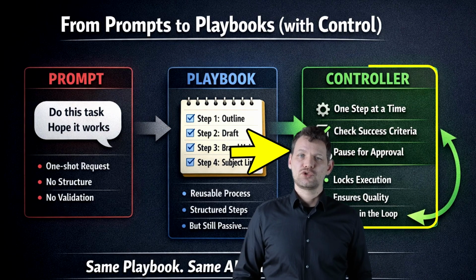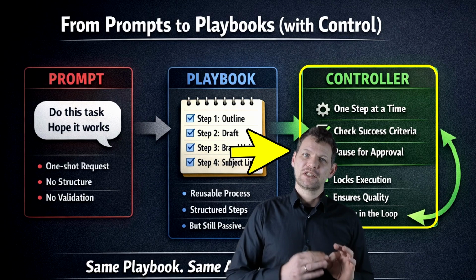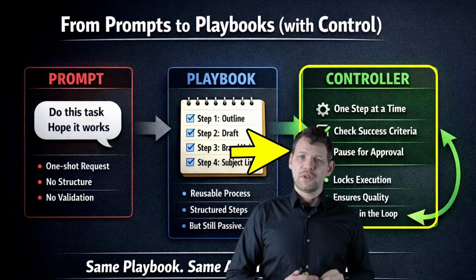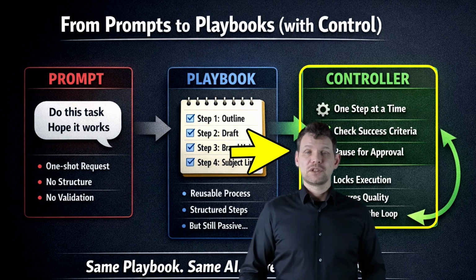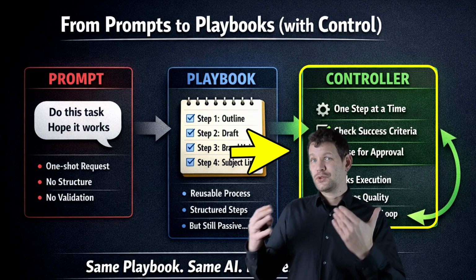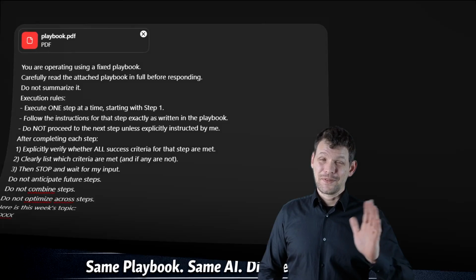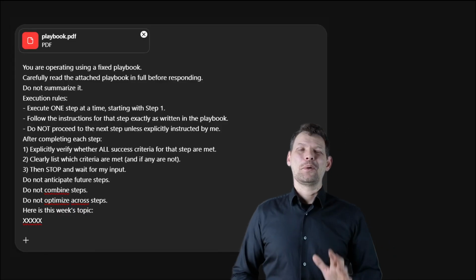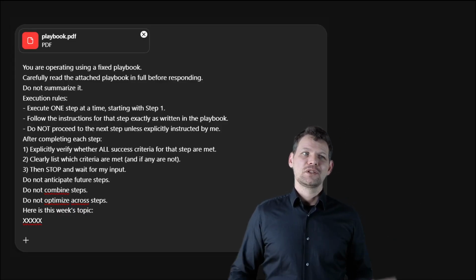And then we have a control for this thing that we need to create. One step at a time, check success criteria, pause for approval. We're doing that to lock the execution. But it's the same thing as having an employee, right? We need to have some control over what this employee is doing. Actually, it's more important than you think if you haven't been in management. So it looks like this, right?